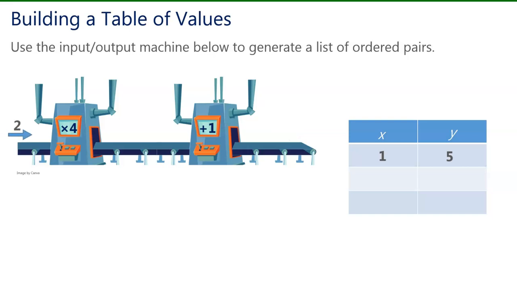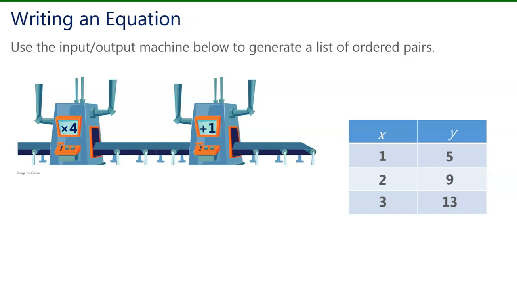Let's try 2. 2 gets run through the first part of the machine, gets quadrupled to 8. Then we run 8 through, add 1, and we get 9. Our ordered pair is 2, 9. Let's try 3. 3 gets run through the first part of the machine, gets quadrupled to get 12. We run 12 through the second part of the machine, add 1 to get 13. Our ordered pair is 3 and 13.